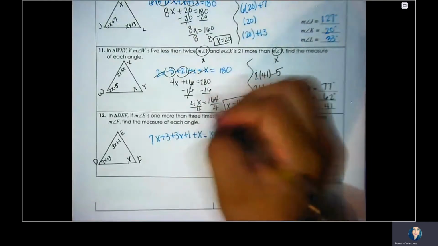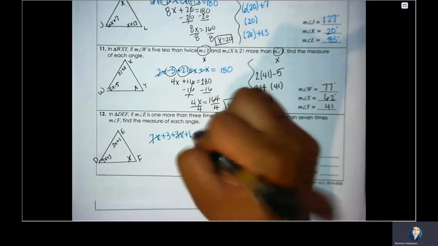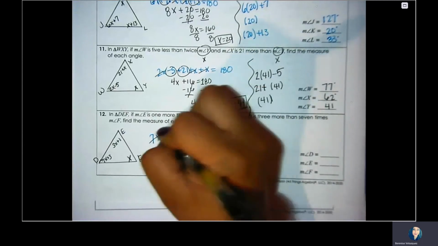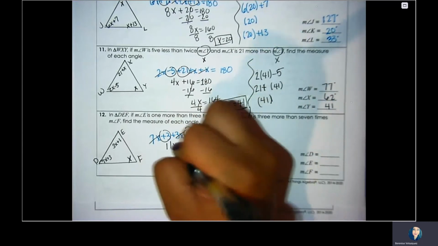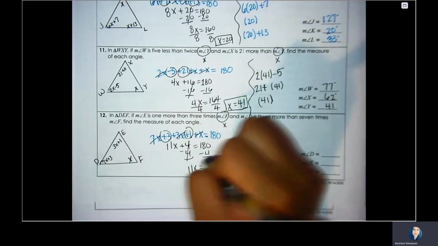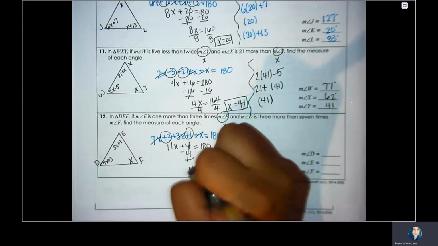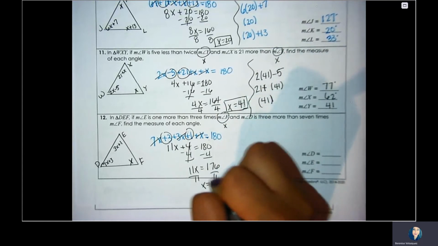Okay. 7x and 3x is going to be 10, plus 1x is going to be 11x. Positive 3, positive 1 is plus 4. All equal to 180, subtract 4. 11x is equal to 176, divided by 11. X is equal to 16.